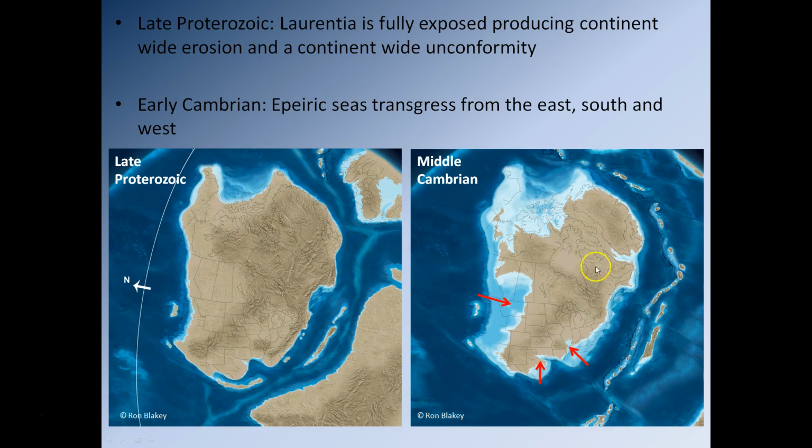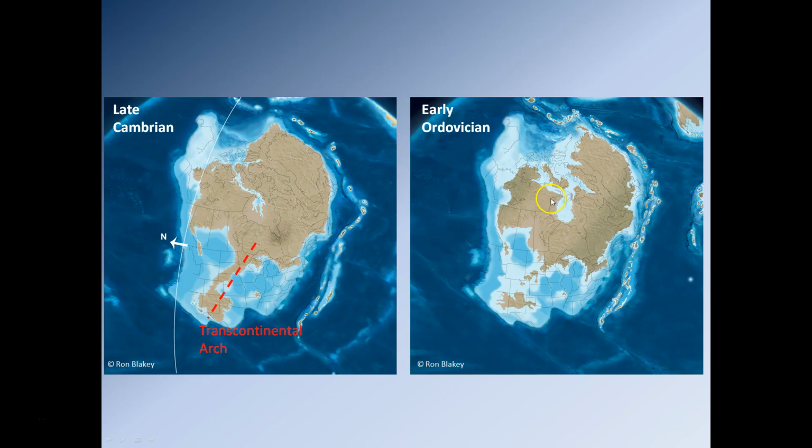So anyway, in the middle Cambrian, the sea begins to transgress from the west, the south, the east, and the north. As we move into the late Cambrian, we can see that we have essentially a very extensive body of water. We have our transcontinental arch here. Nearly the central and eastern portions of the states are underwater. The western states are underwater. A significant proportion of Canada is also underwater.